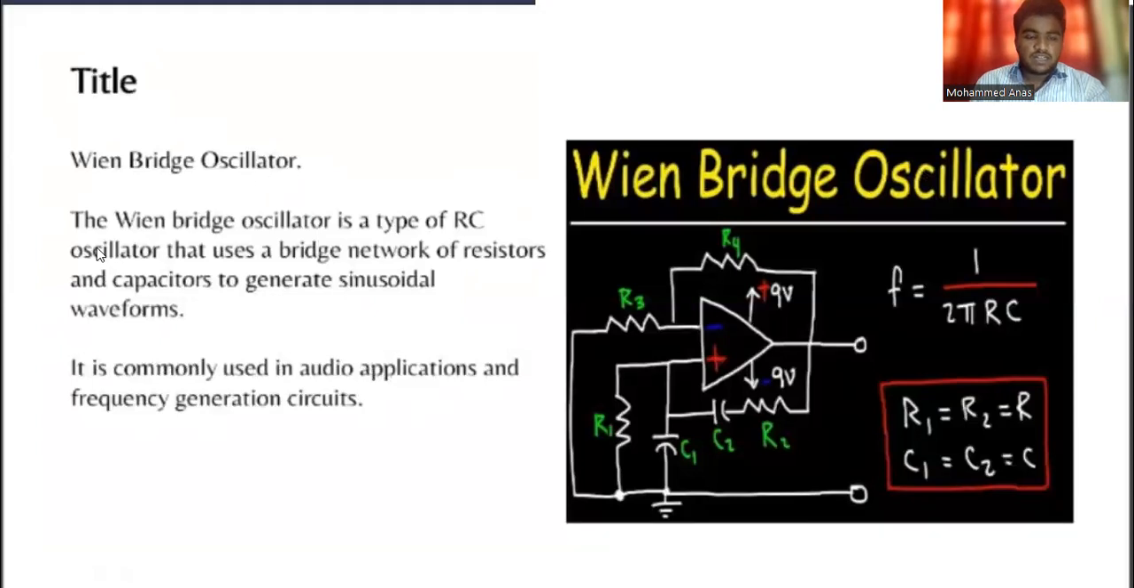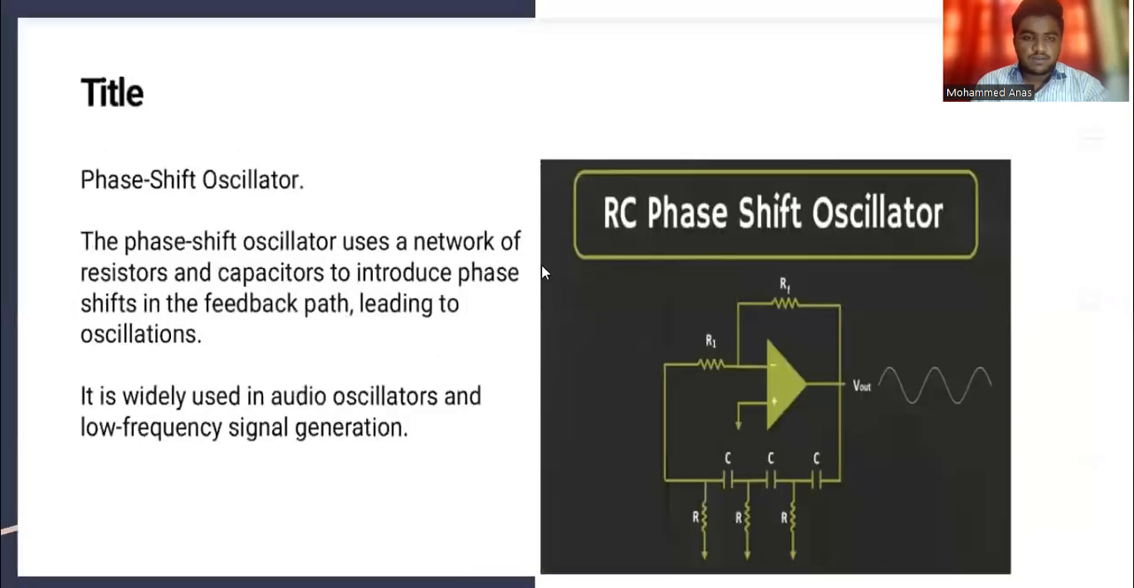Wien bridge oscillator. The Wien bridge oscillator is a type of RC oscillator that uses a bridge network of resistors and capacitors to generate a sinusoidal waveform. It is commonly used in audio applications and frequency generation circuits. This is the Wien bridge oscillator circuit diagram where F is equal to 1 divided by 2 pi RC, where R1 equals R2 equals R, and C1 equals C2 equals C.